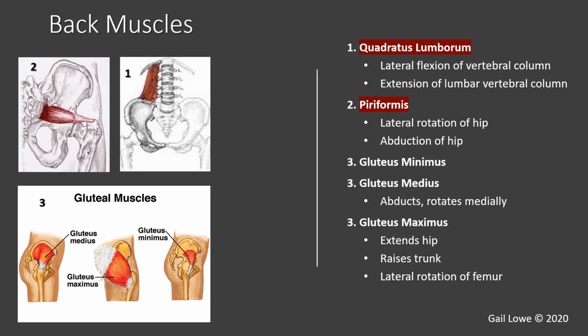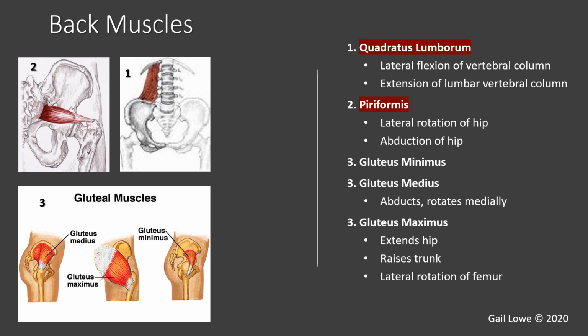Because it attaches to the last rib and the pelvic girdle, its job is to laterally flex the vertebral column. So lateral flexion is if you come down to the side, and it helps to extend the vertebral column along with the erector spinae. So lateral flexion and extension of the lumbar vertebral column.